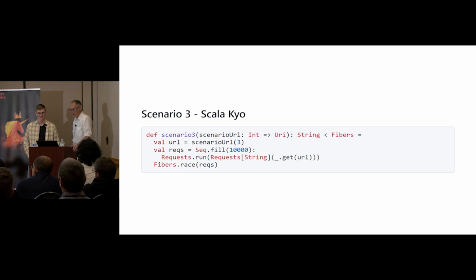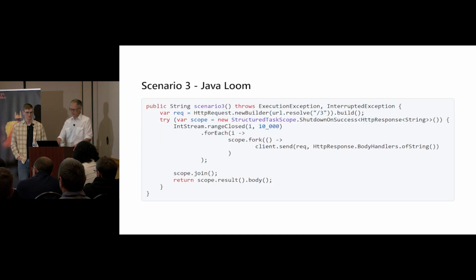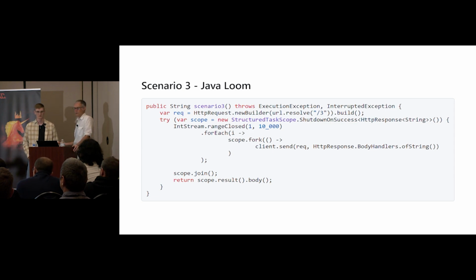And then Kio. Very similar to the Zio one there where we've got our effect there in our sequence, and then we fibers.race that. So all pretty straightforward. Okay, now Java Loom, again, pretty similar to the one that we showed. We're just now in a loop adding our things into that scope, so doing the scope.fork with all those requests. Works great.